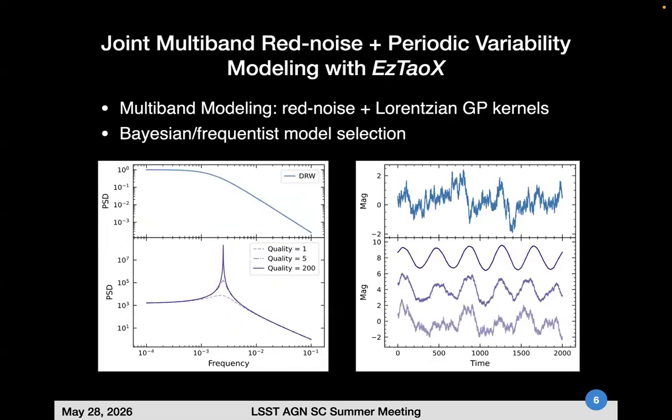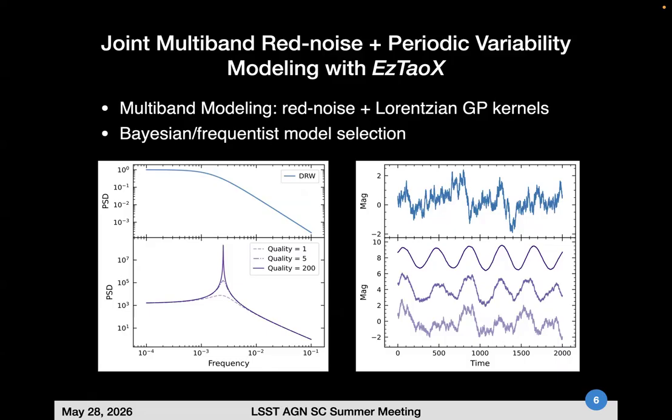And how do we do supermassive black hole binary searches with EzTao? The solution is we introduce a new kernel on top of the red noise kernel. So we jointly fit the red noise part and the periodic part, which is similar to other work, but we're doing it in a very fast way, so you can scale to large data sets. Here again is a demonstration showing the PSD of DRW. We show the red noise light curve. Here it uses the Lorentzian kernel.